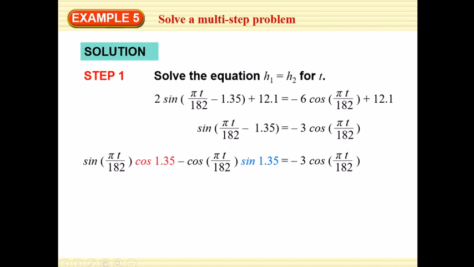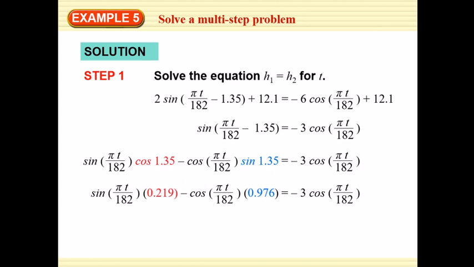Alright, so then I'm going to use a difference formula since I've got two technical angle measurements here. I've got pi t over 182 minus 1.35. So using the difference of sines formula, I result in the left side of this equation here. And then in the next step, I compute what the cosine of 1.35 is and the sine of 1.35, and I get some actual numerical values there.